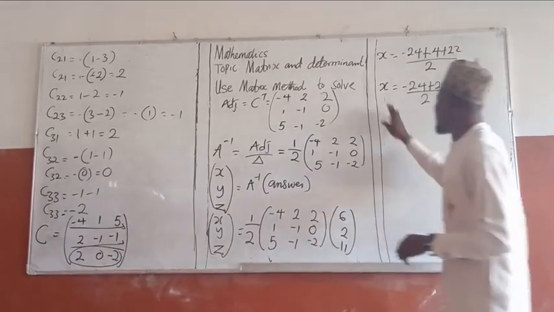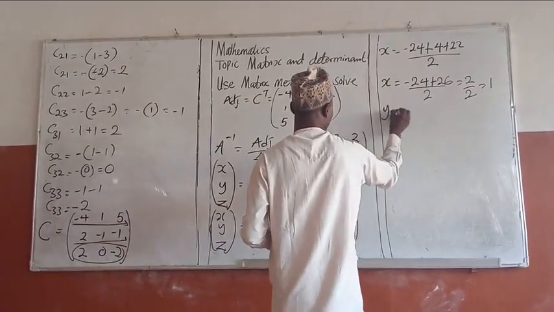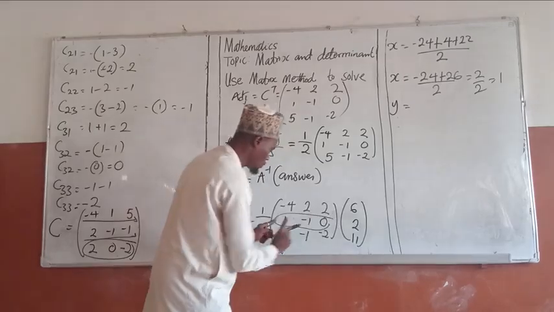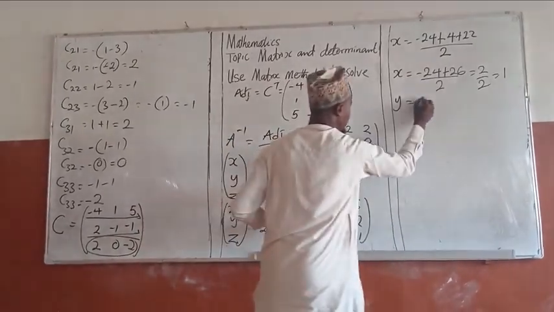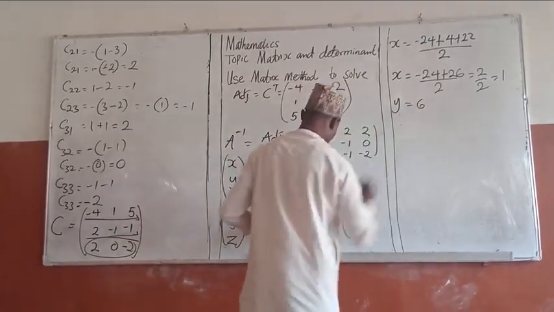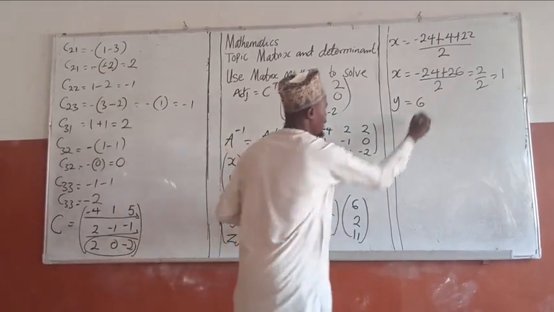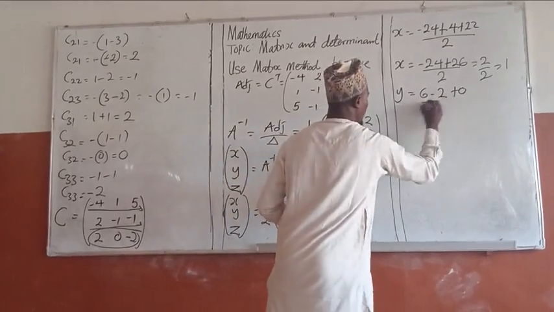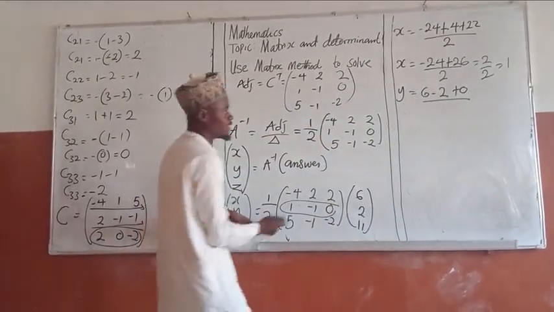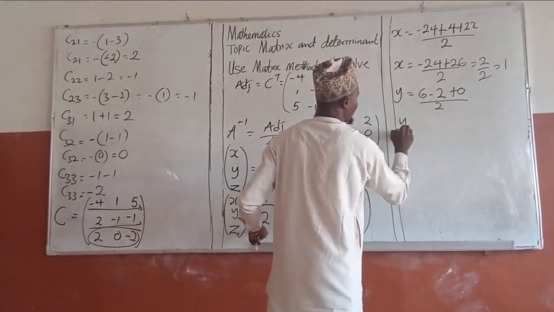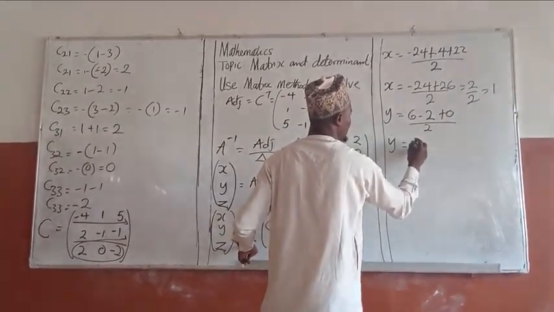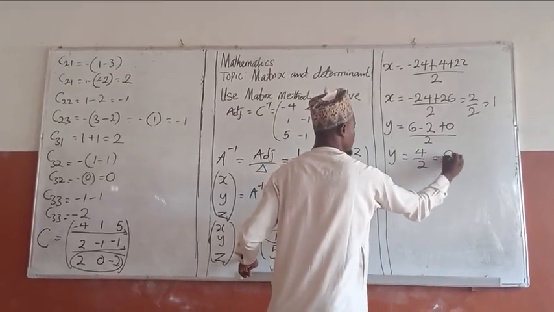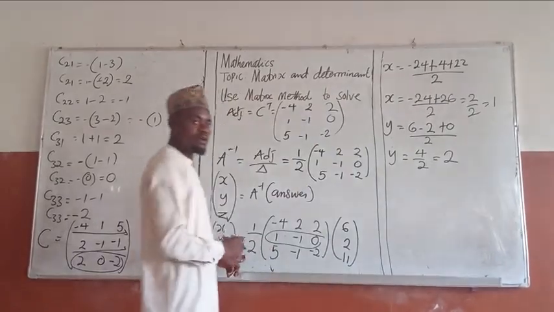Then how can we get our Y? It's the same procedure. We are going to multiply these rows by the answer. 1 times 6, we have 6. -1 times 2, we have -2. 0 times 11 is plus 0. All over the same 2 again. Y is equal to 6 minus 2, we have 4, plus 0, we have 4 over 2. And 4 divided by 2 is 2. That is the value of Y.